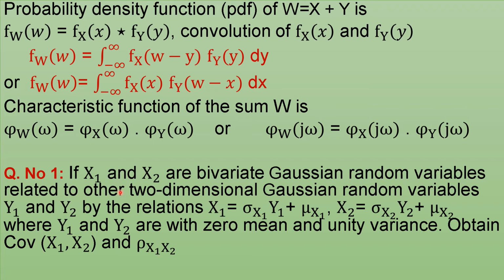So X1 and X2 are two bivariate Gaussian random variables related to other two-dimensional Gaussian random variables Y1 and Y2. So both X1, X2 and Y1, Y2 are Gaussian random variables related by X1 is equal to sigma X1 Y1 plus mu X1. Similarly, X2 is equal to sigma X2 Y2 plus mu X2. Now you need to calculate the covariance of X1, X2 and the correlation coefficient rho X1, X2.